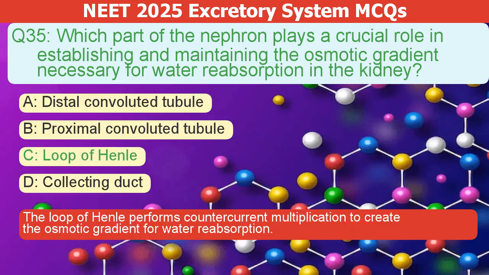The correct answer is C. The loop of Henle performs countercurrent multiplication to create the osmotic gradient for water reabsorption.